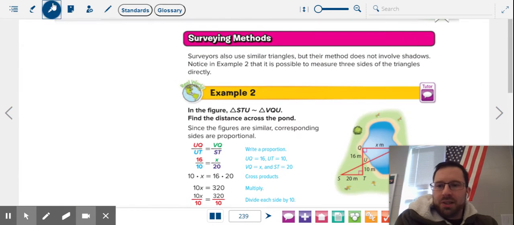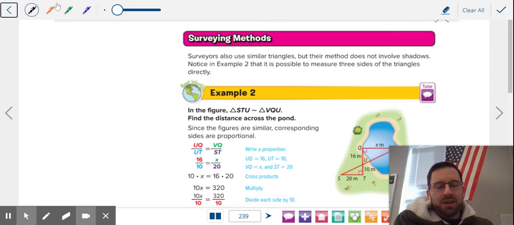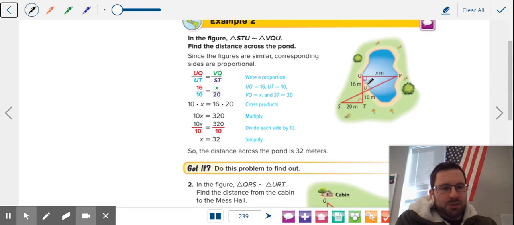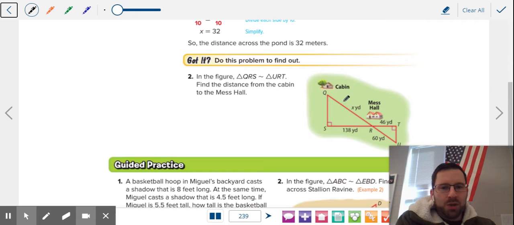Now, instead of using shadows, using the sun, we can also use this for surveying distances, such as a pond here. You can measure this distance here, this distance here, this distance here, and you can make similar triangles that are kind of reflected and reversed and mirrored. We know these are the right angles, so this is similar to that. This side is similar to that side. When we set it up, just be careful what side goes with what. The key is how it's written.